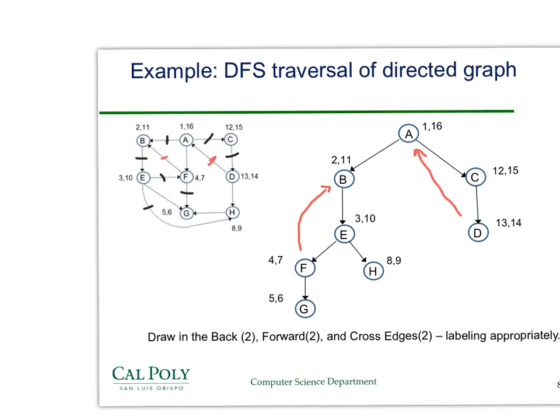So now, which other edges did we not use? We didn't use the edge from E to G. That's going to be a forward edge because that goes from an ancestor to a descendant. And let's see, that's E to G, that's there. And then we also did not use the edge from A to F. That's also going to be a forward edge.